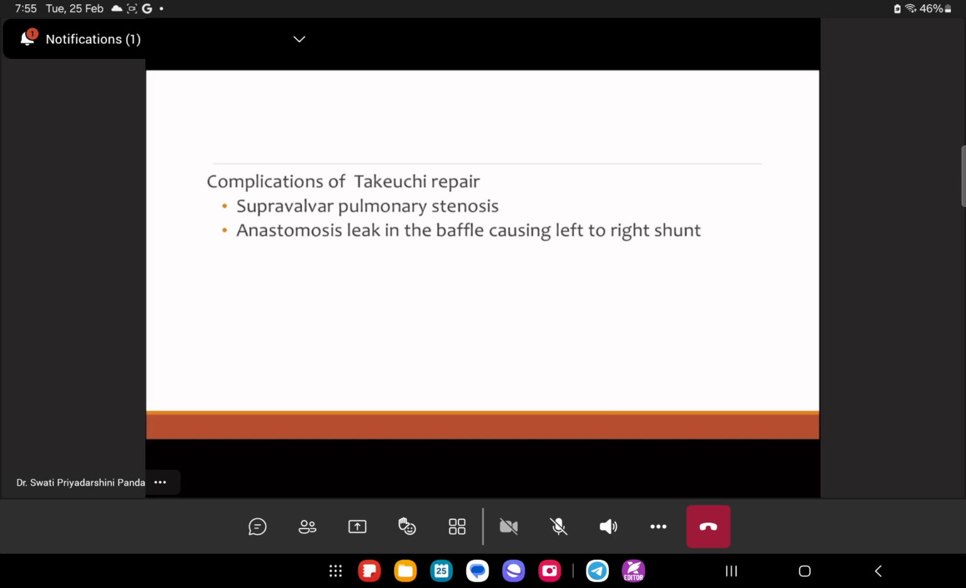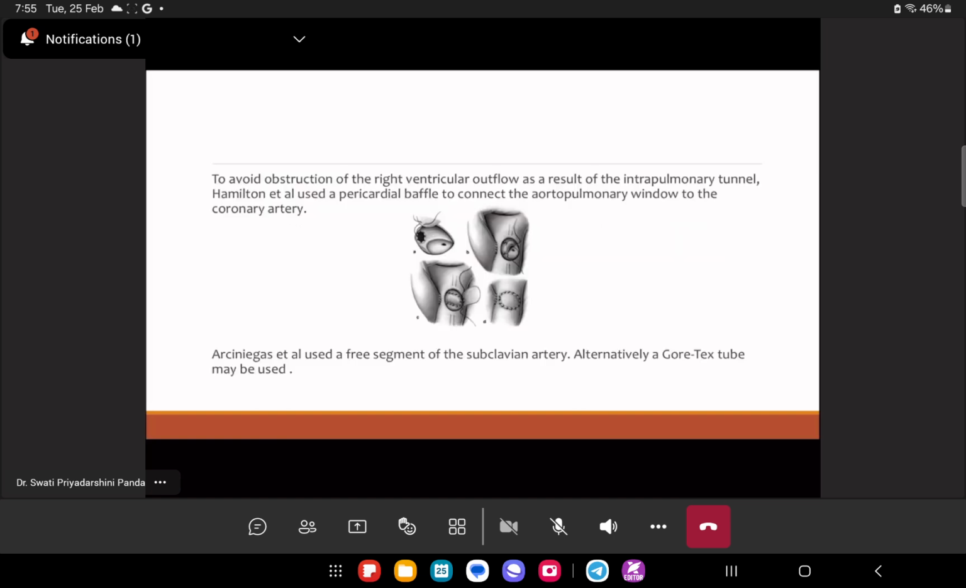A complication of this repair is supravalvular pulmonary stenosis, and an anastomosis leak in the baffle causing a left to right shunt. To avoid obstruction of the right ventricular outflow tract as a result of the intrapulmonary tunnel, Hamilton used a pericardial baffle to connect the outer pulmonary window to the coronary artery.